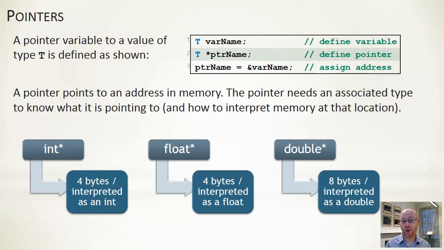So if we say we're a pointer to an integer, then it might interpret that address and the next 3 bytes after that address as an integer value. If we said we pointed to a double, then we would maybe interpret the full 8 bytes around that location as a floating point variable. So you need to have these two things tied together.